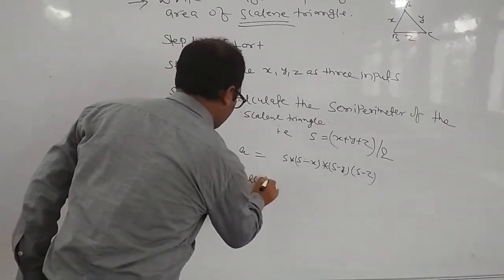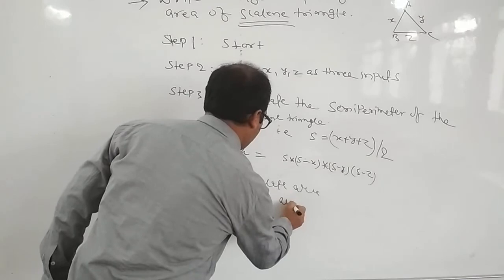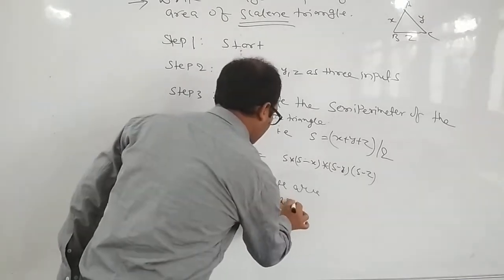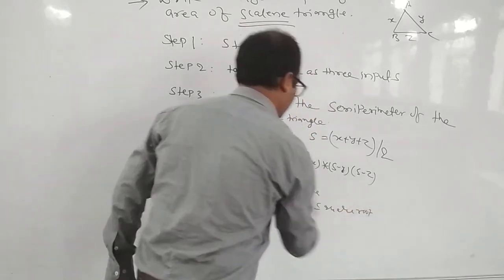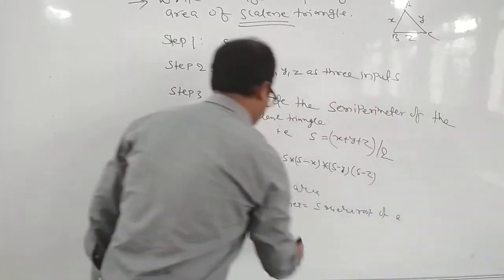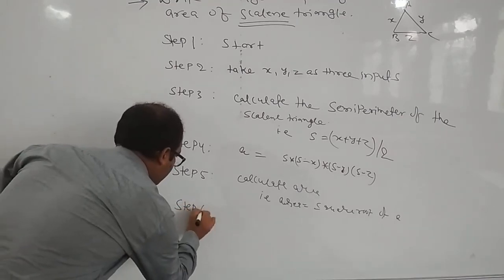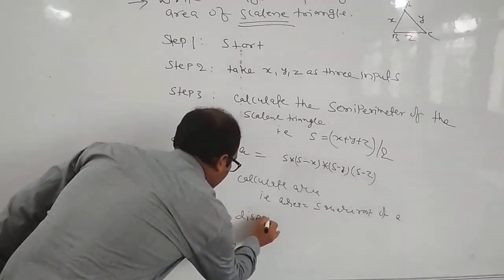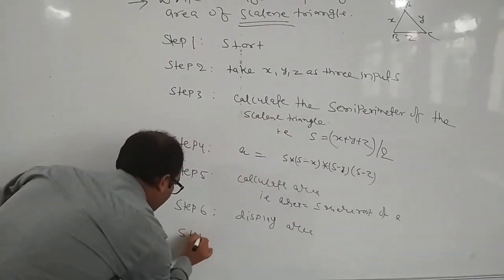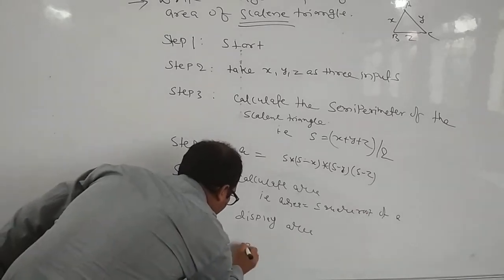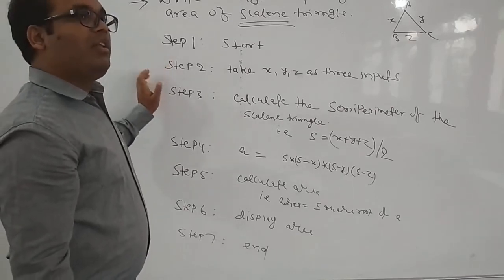Next, step 5. Calculate area, that is area equal to square root of a. Next, step 6. Display what? Area. And next, step 7. Stop or end. So this is the algorithm, in this way we will write the algorithm for calculating the area of scalene triangle.